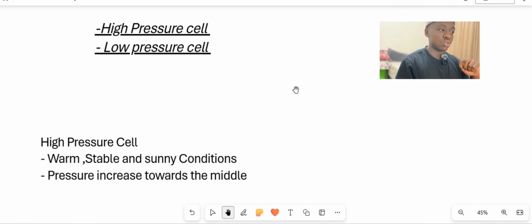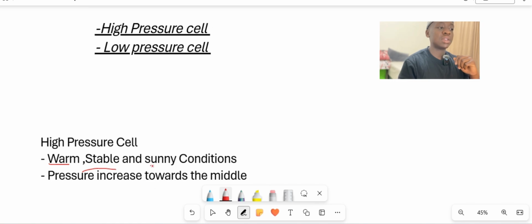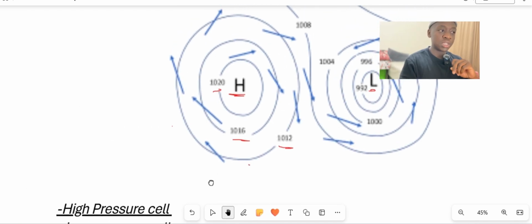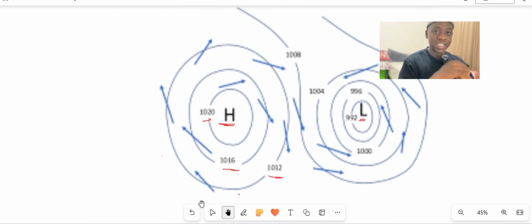Another thing I want you to know about a high pressure cell is that it brings about warm, stable, and sunny conditions. And another thing: pressure increases towards the middle. That's the only thing you must know about the high pressure cell to obtain a good level in the examination that you're going to write.